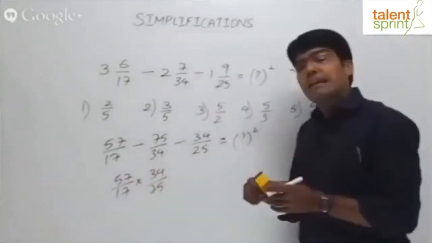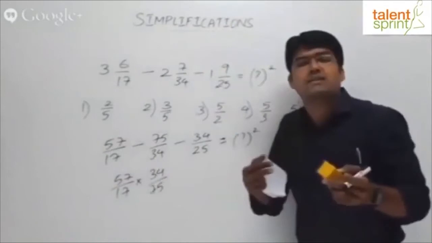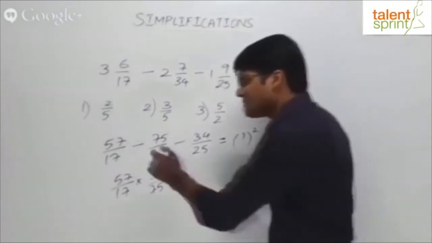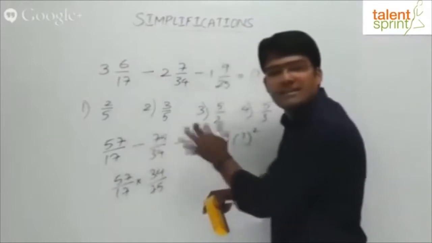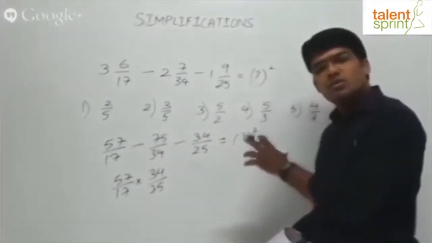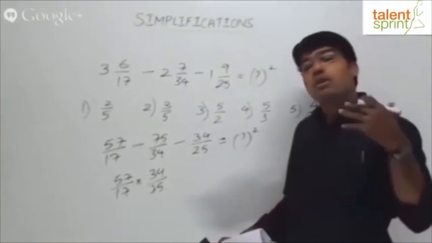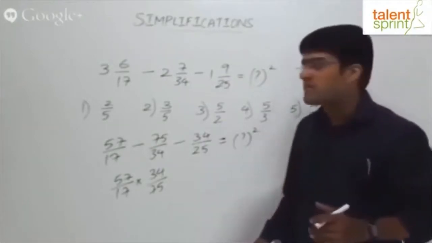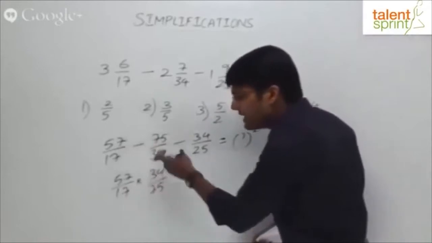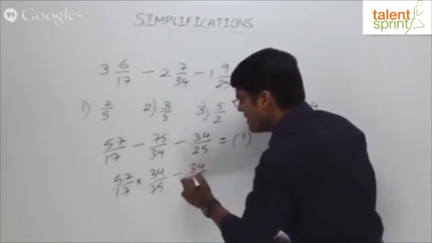And here I am writing the next step so that I can explain it to you clearly. Otherwise, if you are doing it in the exam, you can just put the multiplication mark here and reciprocate this part. That scribbling can be done here, right? So try to cut short the number of steps. I may be writing all the steps here, but based on how you understand, you can cut short the number of steps. So 57 by 17 into 34 by 75 minus 34 by 25.